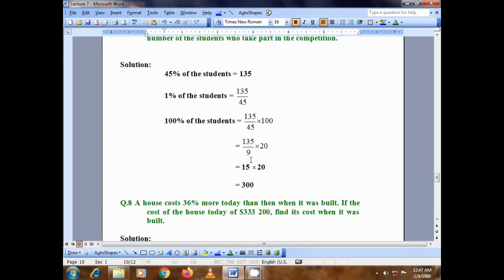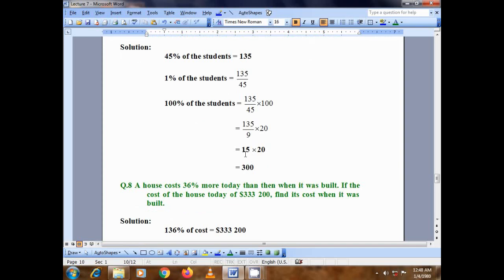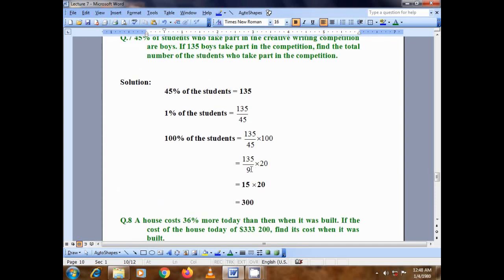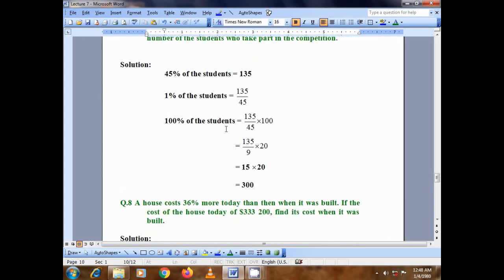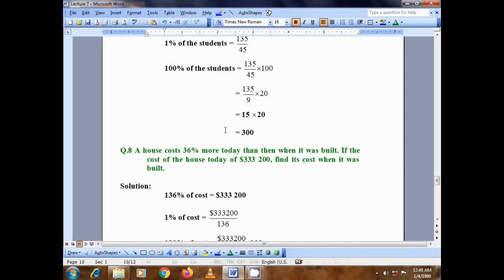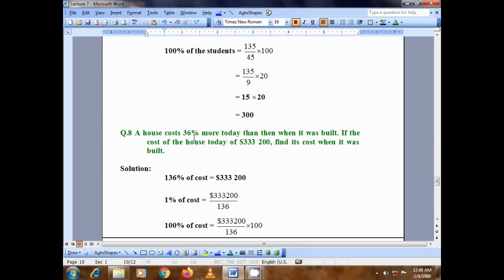In the next step, we know that 135 is the multiple of 9, or if you divide this 135 by 9, the quotient will be 15. Now let's take the product of 15 and 20, which is the remaining quantity after dividing this numerator 135 by 9. 15 times 20 is 300. Now 300 is the total number of students who take part in the competition. Out of 300, 135 are boys and rest of the students are girls.